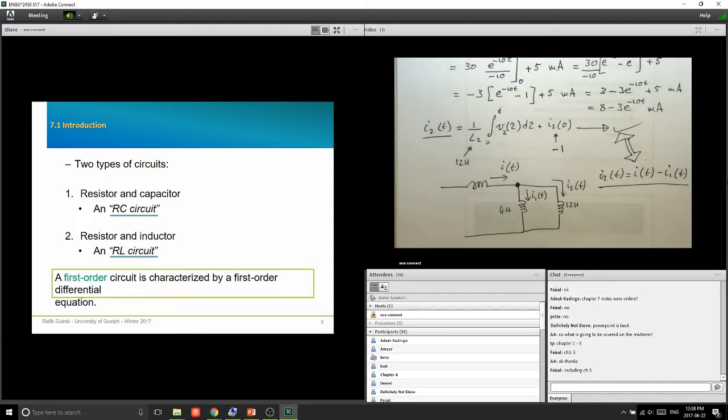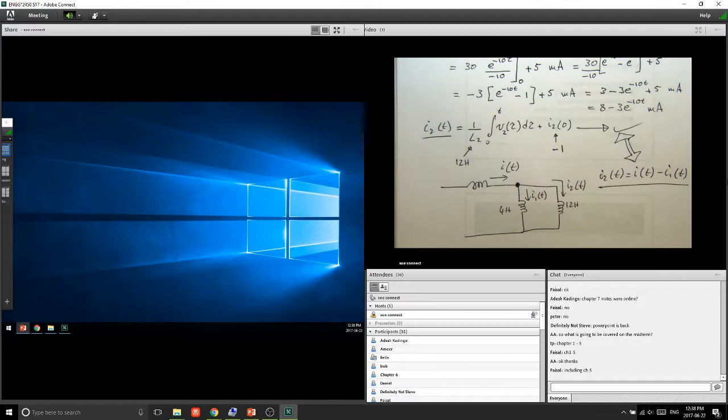So a first order circuit, sorry, 1 second.